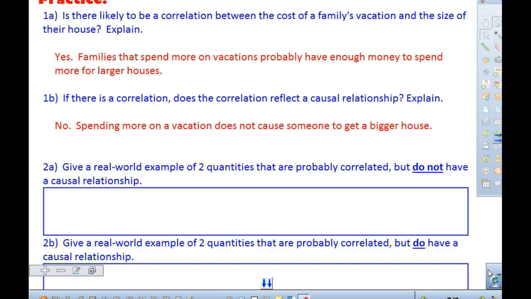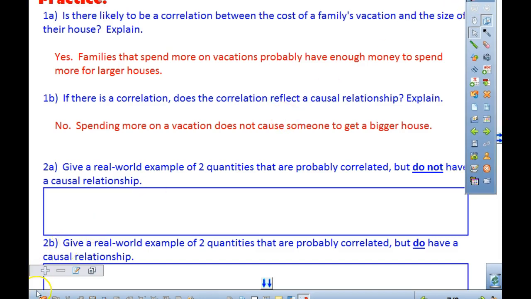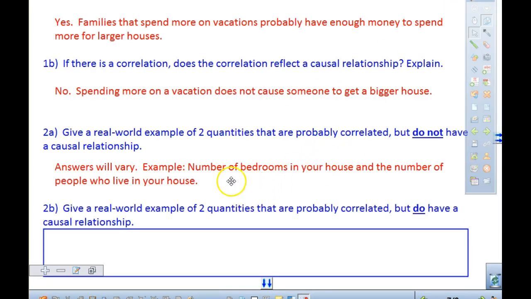The next one says we're going to give two real-world examples of two quantities that are probably correlated but do not have a causal relationship. So one does not cause the other one. I want you to think about different things, and hopefully maybe you came up with a couple. The number of bedrooms in your house and the number of people who live in your house. Just because there are more bedrooms does not necessarily mean you have a lot of people in your house, because people could have moved out. So one does not cause the other.